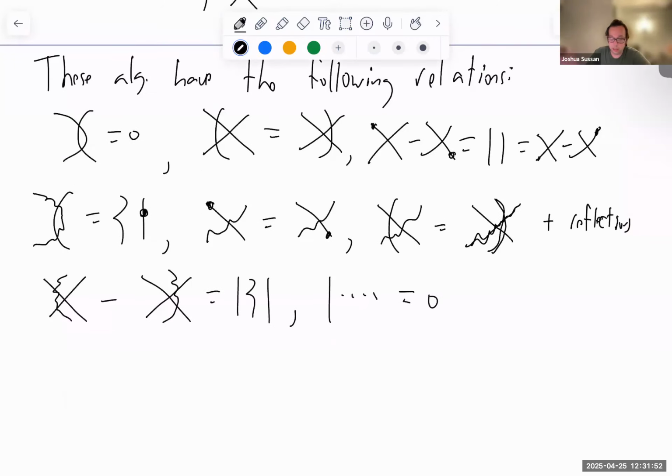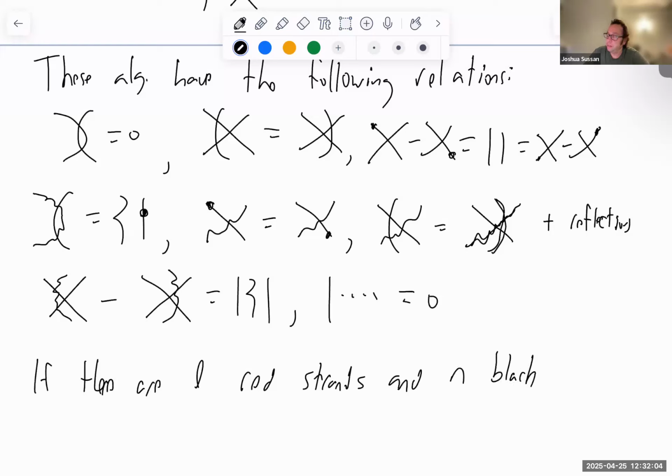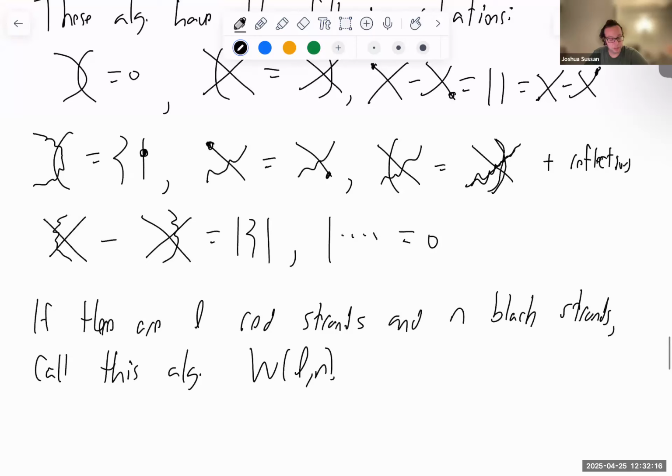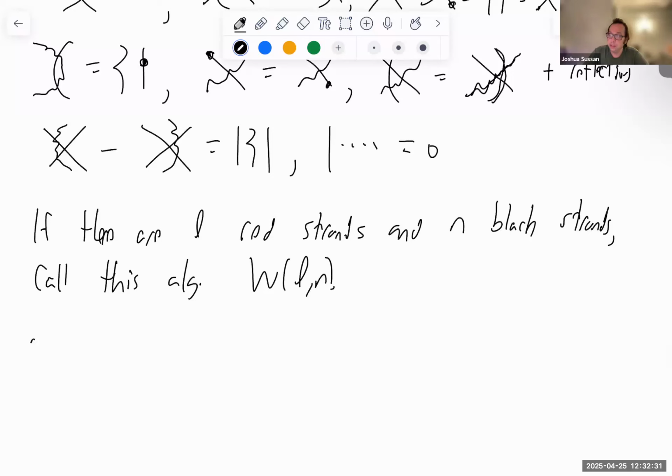And just to give this some notation, if there are L red strands and N black strands, call this algebra WLN. So this is a Webster algebra with L red strands and N black strands. Okay, so this algebra turns out to have a cellular structure, and it has a nice combinatorial cellular structure, which I'm about to explain. Okay, so cellular structure on WLN.